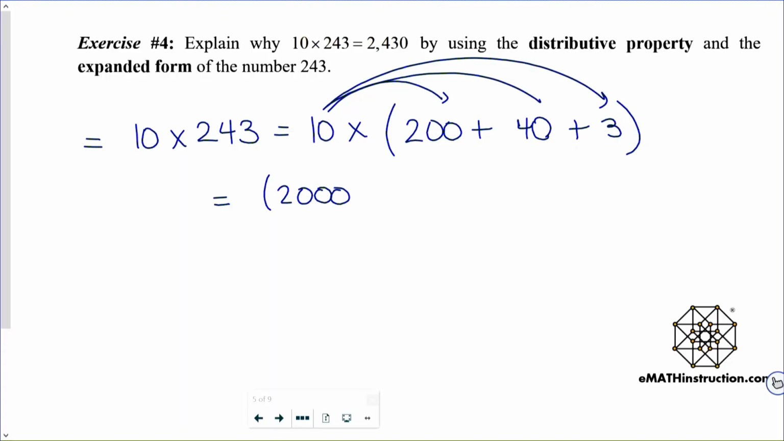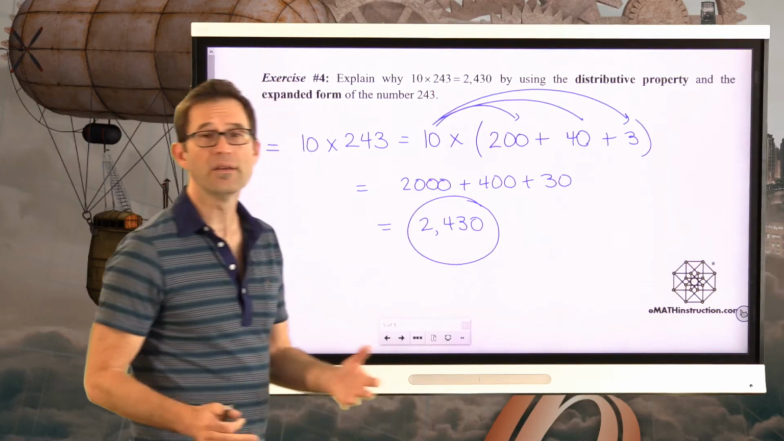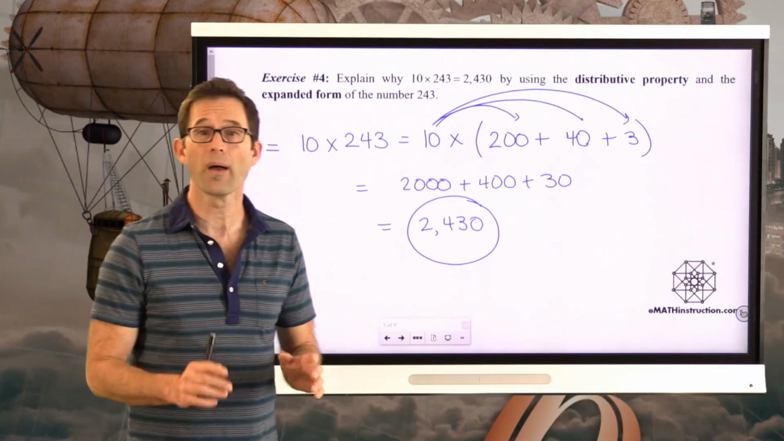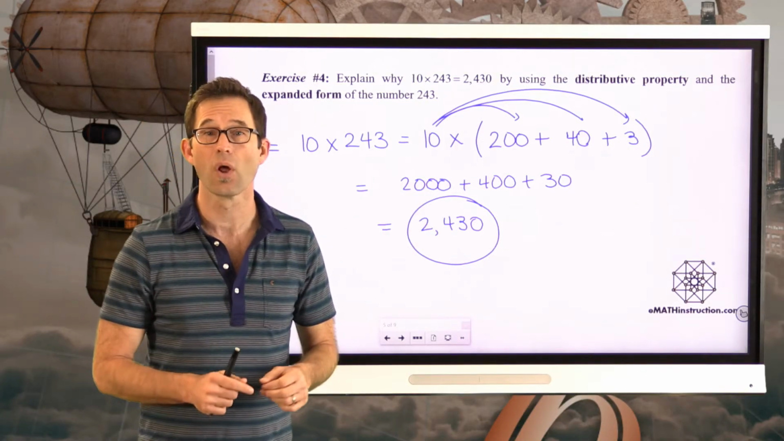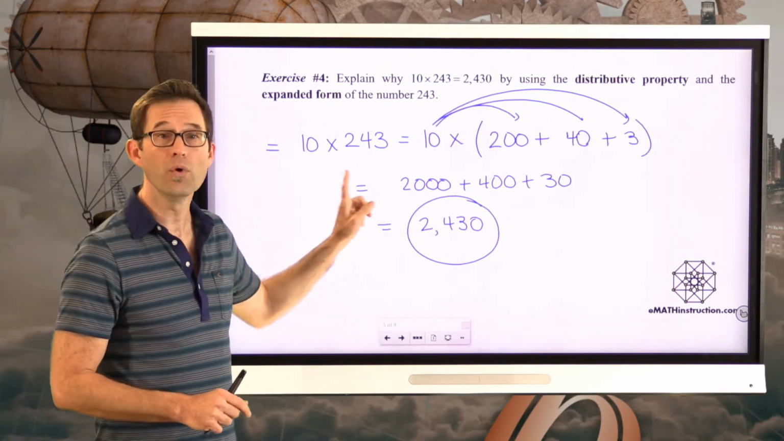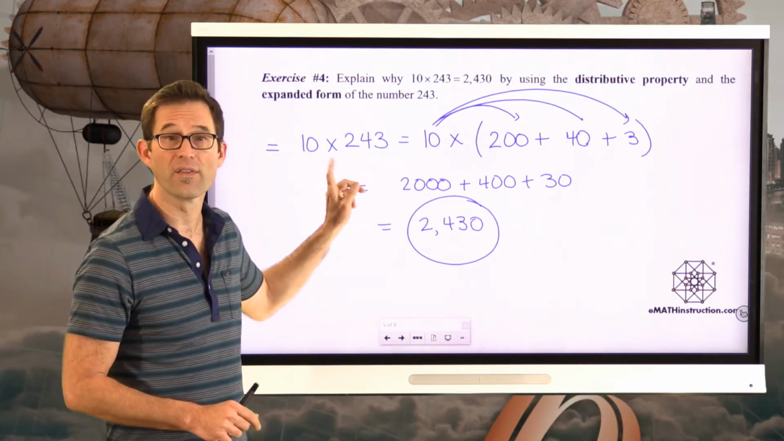I don't really need the parentheses anymore. That 40 becomes a 400. And that 3 becomes a 30. And then, of course, that is 2,430. The idea is very simple, right? When we multiply by 10, each one of these digits gets 10 times as large and therefore moves, if you will, 1 to the left.